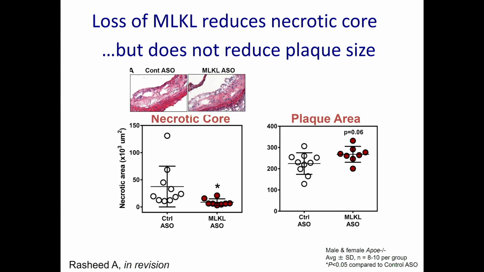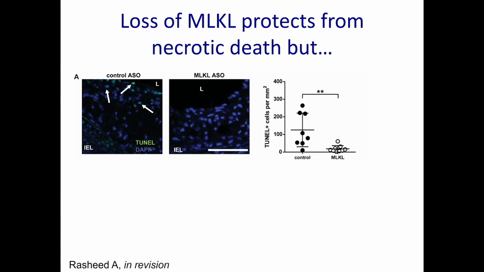So this inflammatory cell death that we think is perpetuating the inflammation and contributing to the plaque growth didn't seem to be stopping the plaque from getting any bigger. And it certainly wasn't any smaller. It actually trended to getting a tiny bit bigger. So we looked a little more carefully. Maybe our antisense wasn't doing what it was supposed to do. Maybe it didn't inhibit the necrotic death like it was supposed to, but it did.